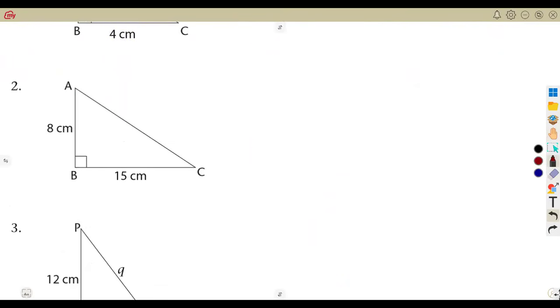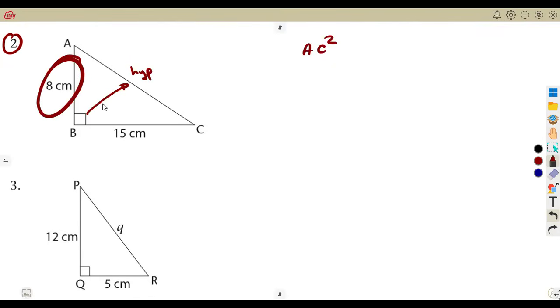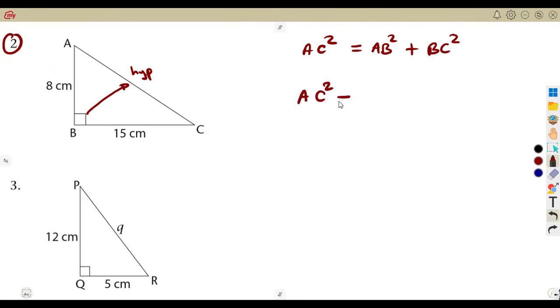Let's have another question. As we can see, number 2, the presentation of our triangle is still the same. We need to calculate AC as the one that is facing 90 degrees, which is our hypotenuse. So we saw that AC squared is equal to AB squared plus BC squared. So we have to substitute AB, which is 8. So that is 8 squared plus BC, which is 15. So we're going to have 15 squared.